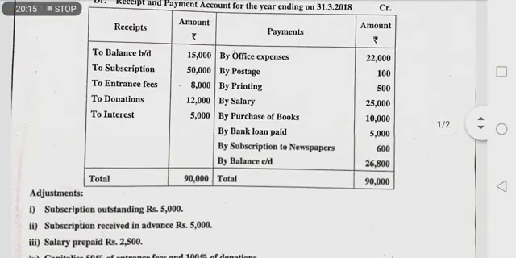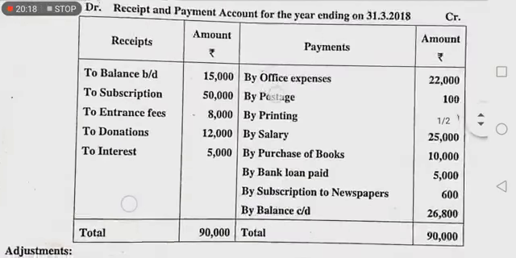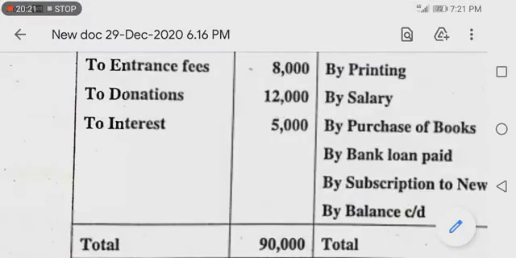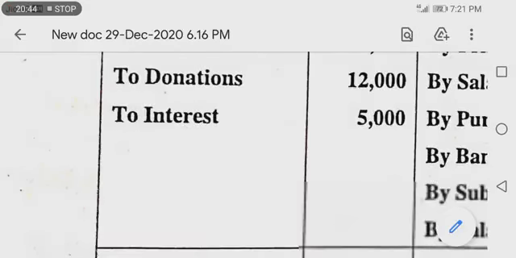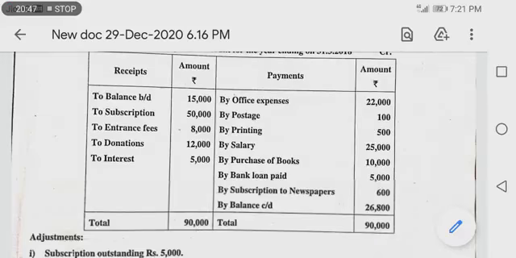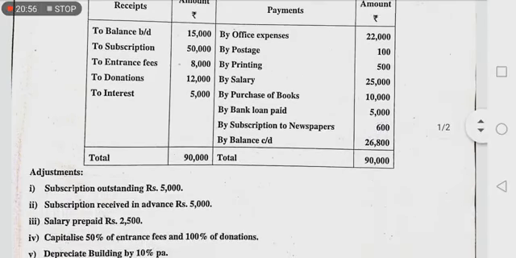Let us move further. The next item under the receipt side is donation, 12,000. But in the adjustment, as we saw just now, they have asked to capitalize the complete 100% of the donation, to treat it as a capital item and to record it under the balance sheet, specifically under capital fund. And the next transaction in the receipt side, the last one, is interest. Interest means the amount received from an organization like a bank or share market for the investment made by the organization, that is 5,000.